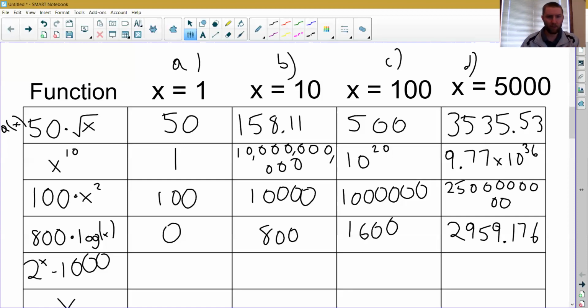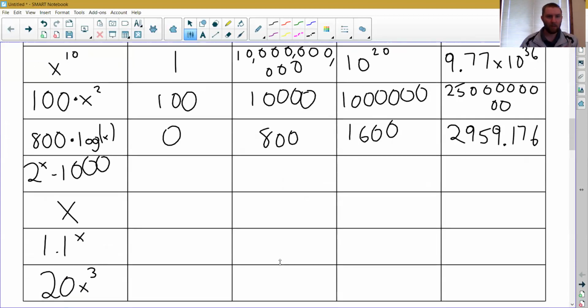Okay, the next function is 2 to the x minus 1,000. So when x is 1, this is actually going to be 2 minus 1,000, right? Because 2 to the first is 2. 2 minus 1,000 is negative 998. Okay, so when x is 10, 2 to the power of 10 minus 1,000 gets me to 24. So I'm up to positive already, but still way behind, right?